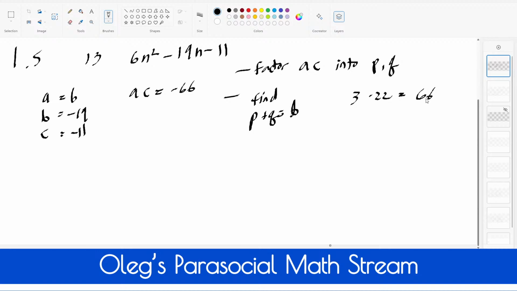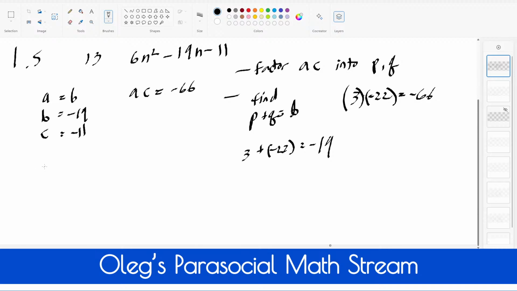And we need negative 19, so we need to make one of them negative. So we're going to make the 22 negative. And that gives us negative 66, and then we're going to say p is going to be 3 plus negative 22 is equal to negative 19. Perfect. All right, so we have that.